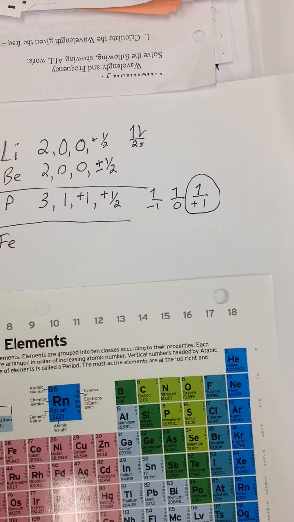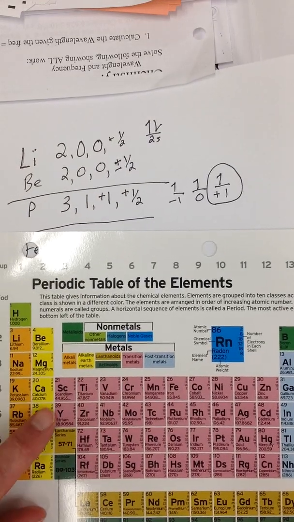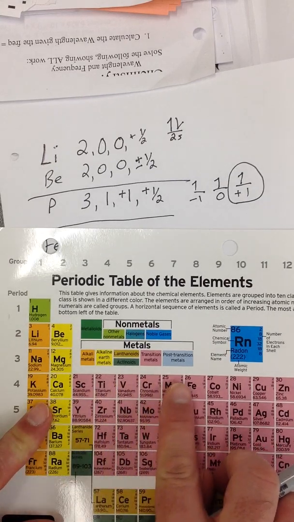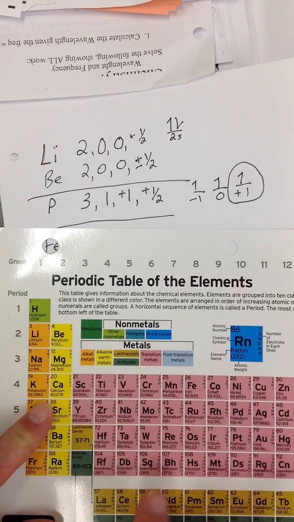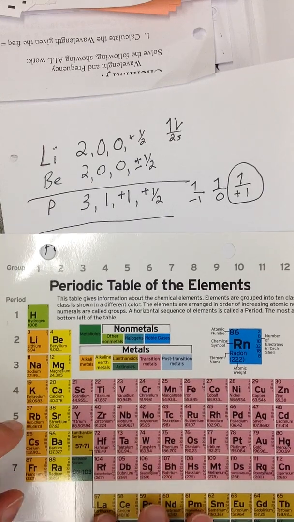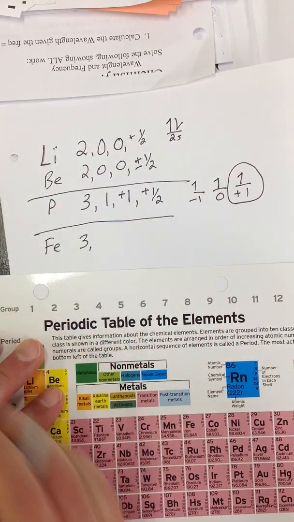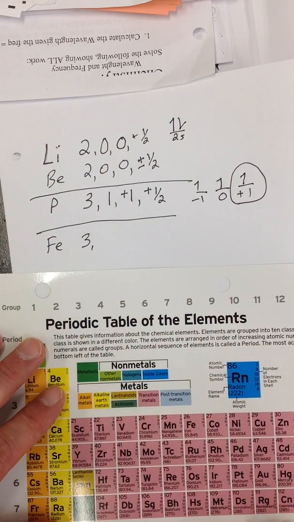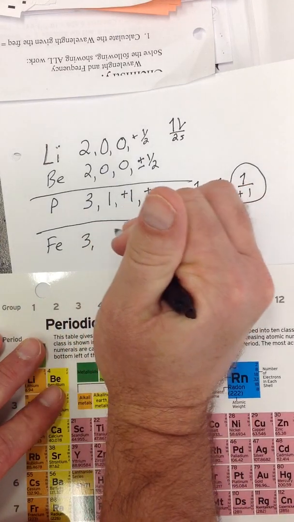All right, here's the tricky one that gets a lot of students. Because remember, these are not on the 4th level. These are on the 3rd level, the 3D. So that tricks a lot of students. So the first quantum number is not a 4, it is a 3. And that's just you memorizing that the D's right here start with 3. So you got a 3.